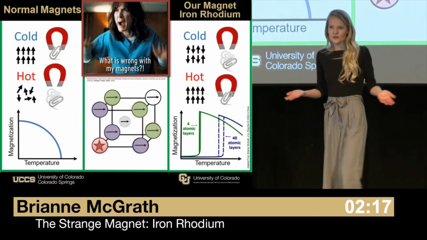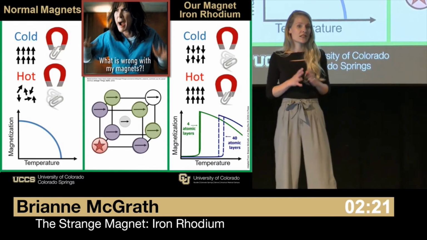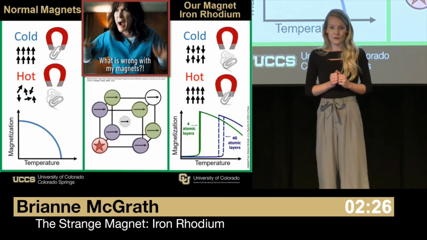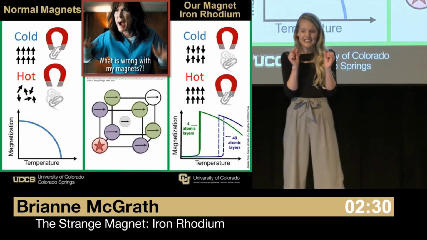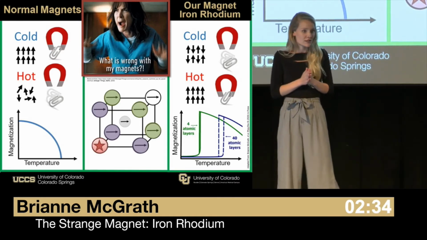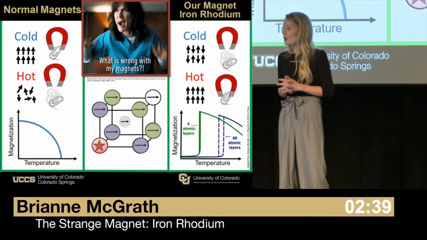But why do I care to do this? This model will allow other scientists and engineers to make use of iron rhodium in magnetic data storage. For example, the hard drive on your computer is made up of a magnetic material divided into tiny regions, each of which stores data. The smaller the regions, the more data we can fit. But currently, we can't make the regions smaller.